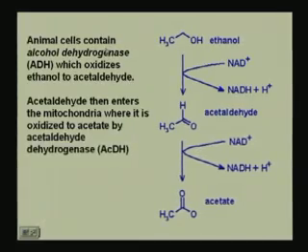So, animal cells also contain alcohol dehydrogenase, which oxidizes ethanol to acetaldehyde, okay. So, we have ethanol, then we have NAD plus that is getting reduced to NADH, and what is it doing? It is oxidizing ethanol to acetaldehyde, okay, and then further oxidation is also possible to acetate, where you have NAD plus going to NADH plus H plus. So, what are you doing in this case? You are reducing NAD plus.